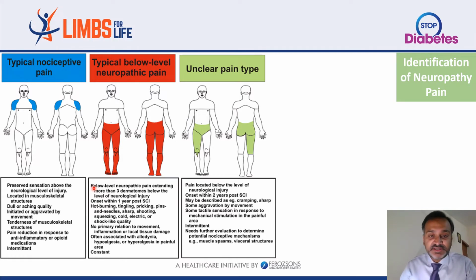This pain is constant. Unclear type of pain can be located below the level of neurological injury, with onset 2 years post spinal cord injury. It may be described as cramping, sharp, sometimes aggravated by movement, with some tactile sensation in response to increasing mechanical stimulus in the painful area. So it's intermittent, right? Muscle spasm and visceral injury are examples of unclear type of pains, and it needs to be determined and investigated.